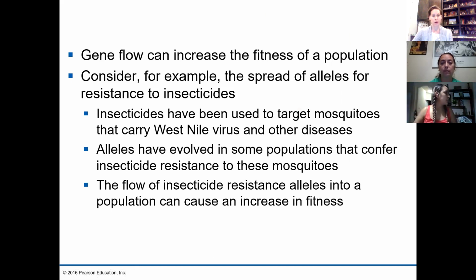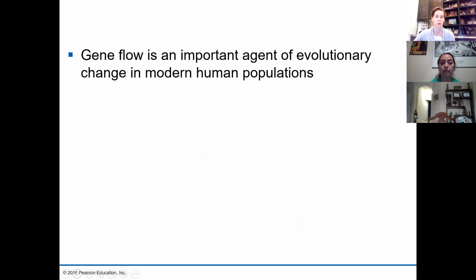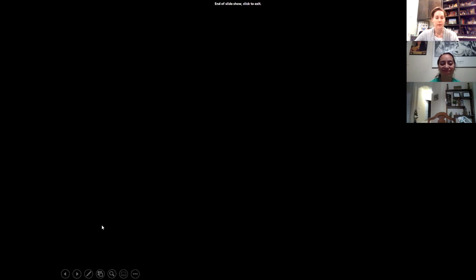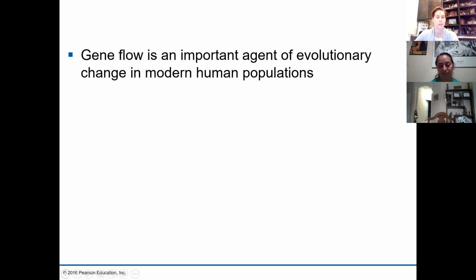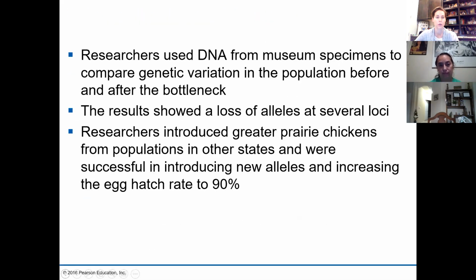It can also sometimes increase the fitness of the population. So another example using mosquitoes and West Nile: when they become resistant to the insecticides, that increases their fitness because they're surviving better. Bad for humans, good for the mosquitoes. So sometimes gene flow can be a good thing. Okay. Main thing with that is understanding gene flow.